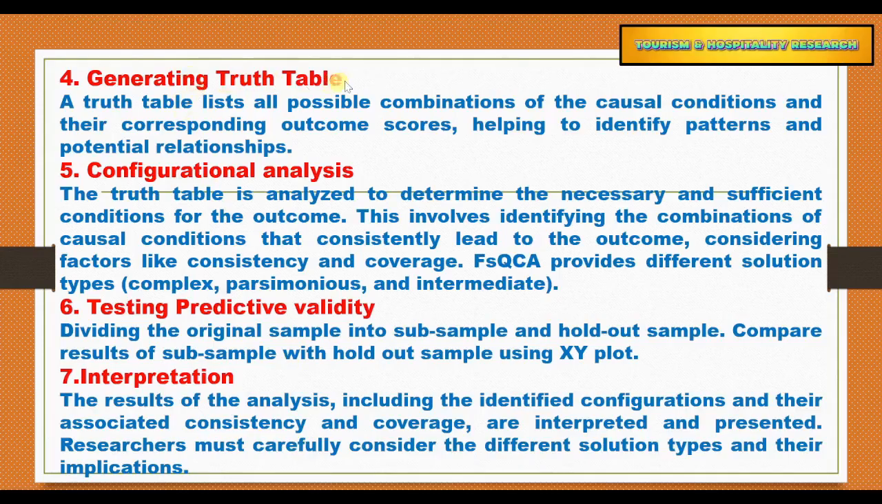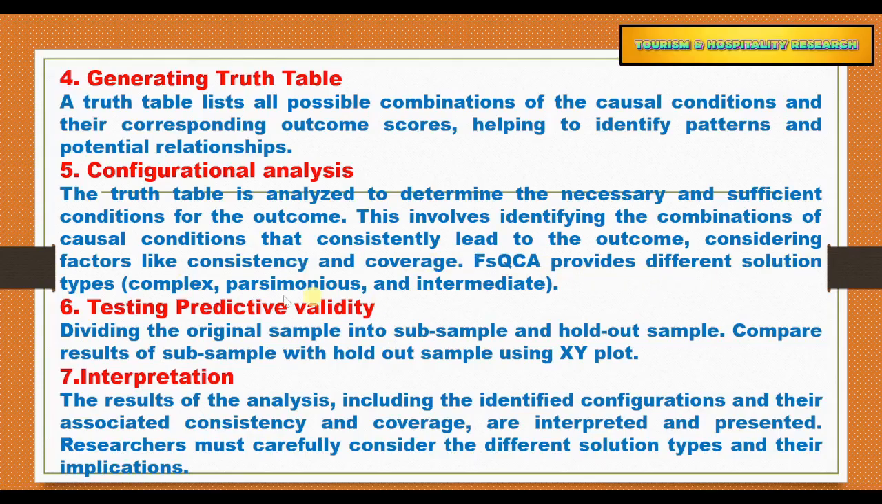The fourth step is generating the truth table. A truth table lists all possible combinations of the causal conditions and their corresponding outcome scores, helping to identify patterns and potential relationships. Then the truth table is analyzed to determine the necessary and sufficient conditions for the outcome, as I've already told you. This involves identifying the combinations of causal conditions that consistently lead to the outcome, considering factors like consistency and coverage.